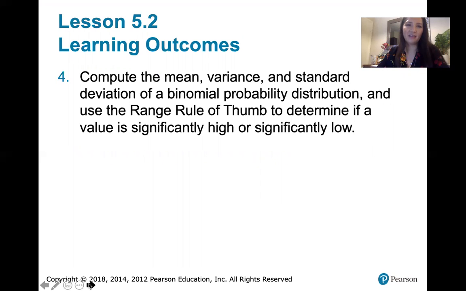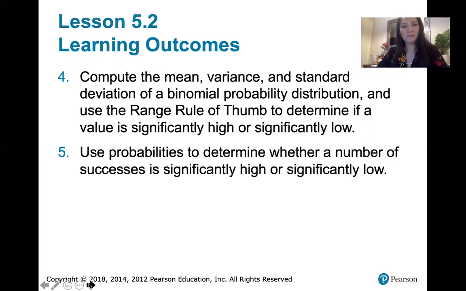And then in this learning outcome, we'll learn to compute the mean, variance, and standard deviation of a binomial probability distribution. It's actually pretty simple. There are some very simple, easy formulas for those. And then once we have those population parameters, we're going to use the range rule of thumb to determine whether a given value is significantly high or significantly low. And then lastly, we're going to use probabilities to determine whether a number of successes is significantly high or low.